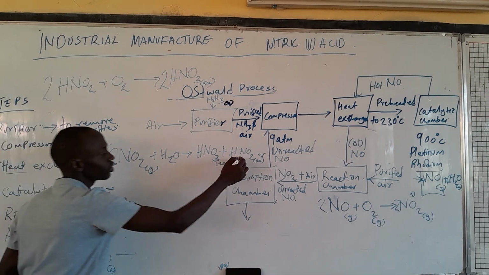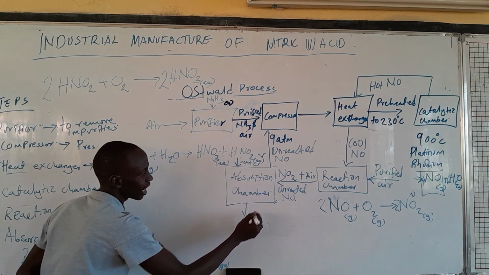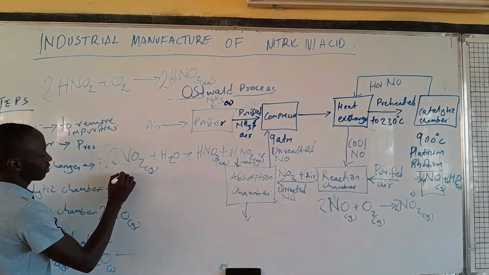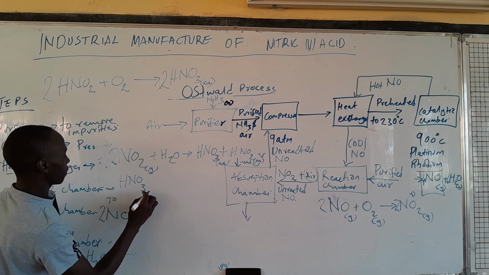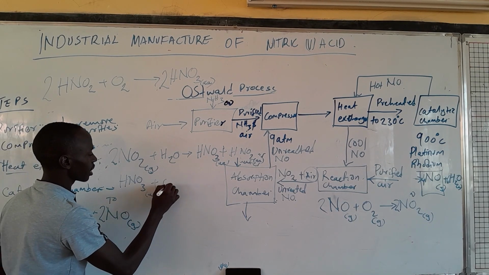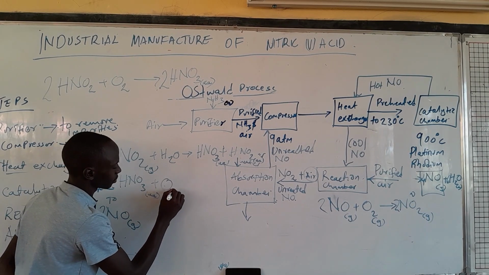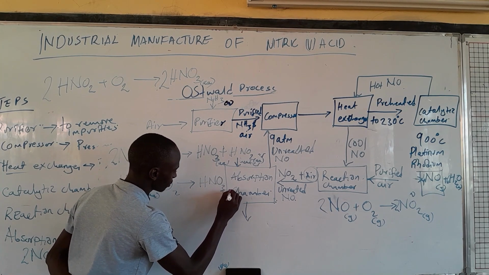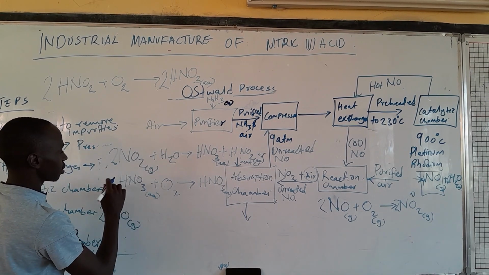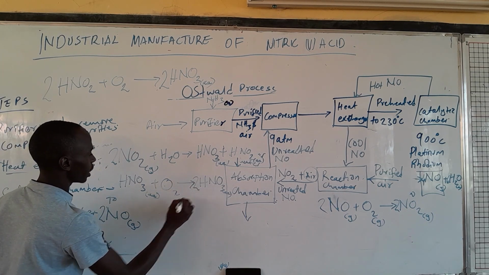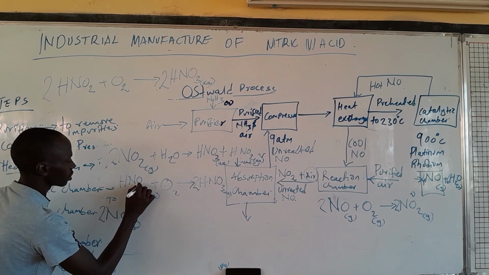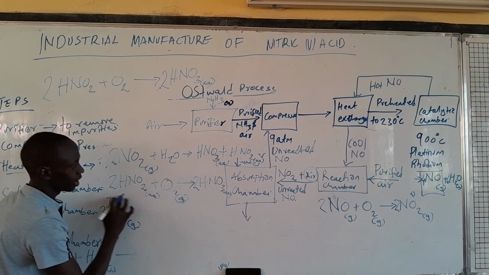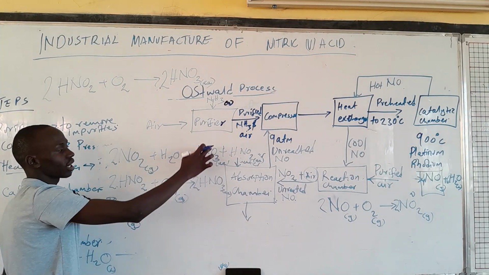Now the nitric (III) acid produced in this chamber is further oxidized by the excess air to produce nitric (V) acid. So we have nitric (III) acid, aqueous, with excess air. We obtain nitric (V) acid. So this one is balanced. The equation that leads to production of nitric (V) acid is this one and this one.